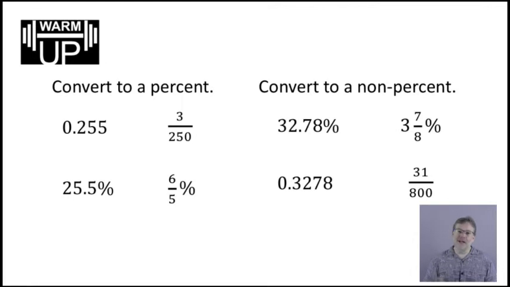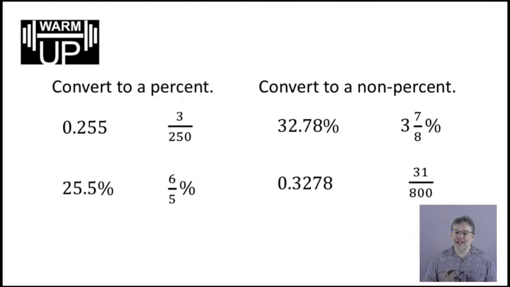In the same way, if I can skip to the third one here, 32.78%, that's going from a percent to something that's not a percent, so we're doing the reverse of that. We're dividing it by 100%, which moves the decimal point 2 spaces now to the left. So 32.78% now becomes 0.3278.